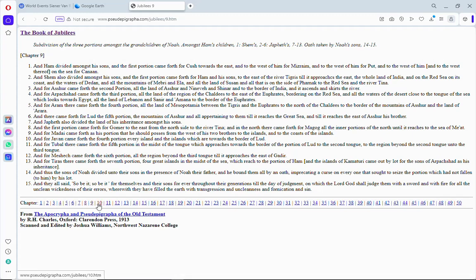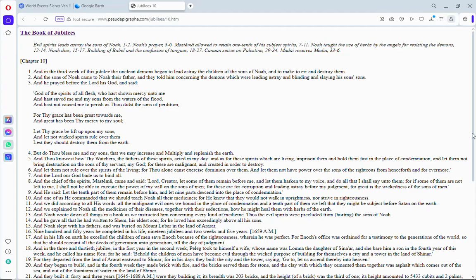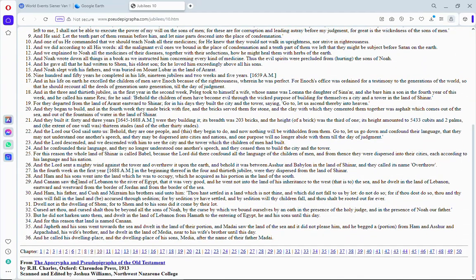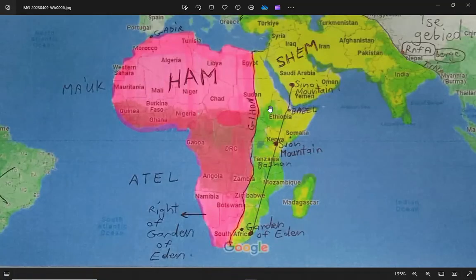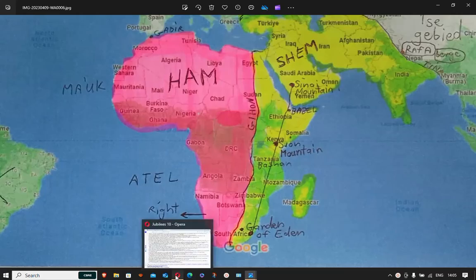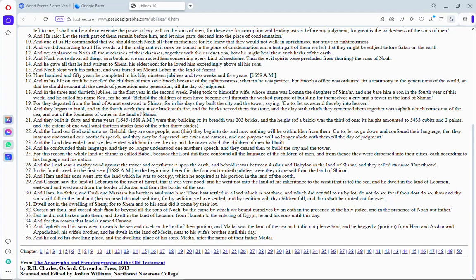And then we go to chapter 10, verse 28: and Ham and his sons went into the land which he was to occupy, which he acquired as his portion in the land of the south. What that means is, of all these areas that the three sons received, Africa is south of all the territory. Japheth's is Asia, which is above, more north. This part of Shem was also more north than Africa. So when it says to the south, it means the continent of Africa. It's the most south of the areas that they received.